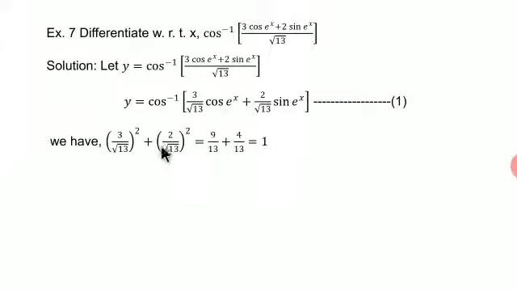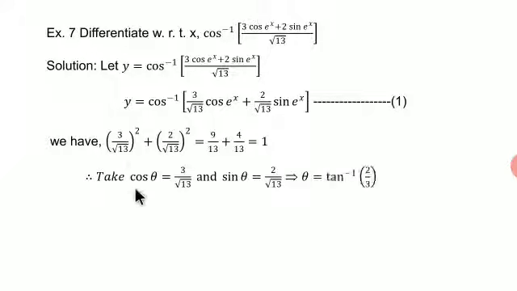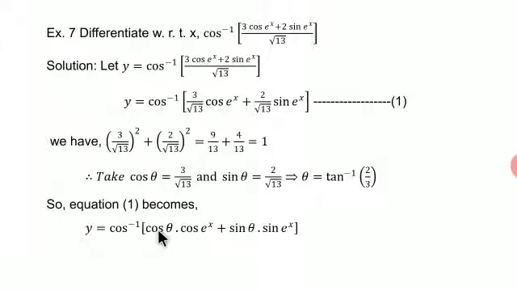We know the sum of the squares of two terms is 1, means it satisfies the identity cos square theta plus sin square theta is 1. So we take cos theta as 3 by root 13 and sin theta as 2 by root 13. So from this we get tan theta is 2 upon 3, and this implies theta is equal to tan inverse of 2 by 3. Now substituting these values in relation 1, equation 1 becomes y is equal to cos inverse of (cos theta into cos e^x plus sin theta into sin e^x).